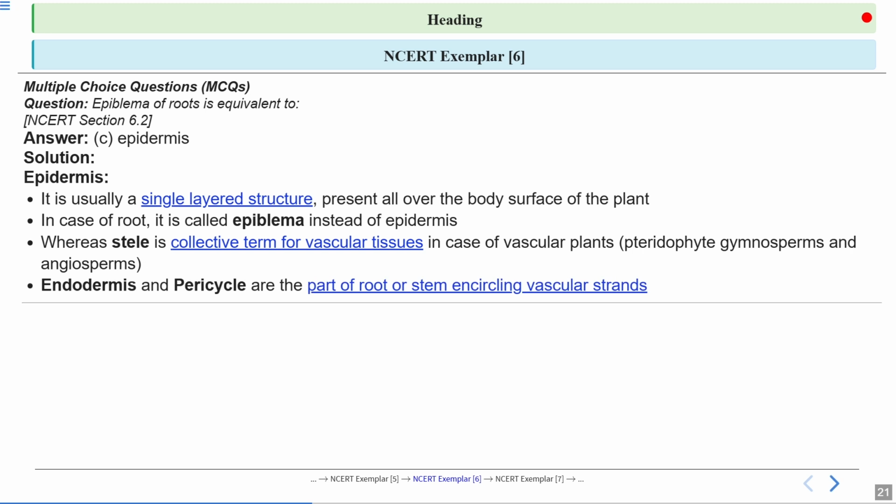Endodermis and pericycle are the parts of the root encircling the vascular bundle. Endodermis is part of the cortex region, whereas the pericycle is not part of it, but it encircles the vascular bundle and provides some sort of protection. This pericycle is important because it gives rise to the lateral roots.